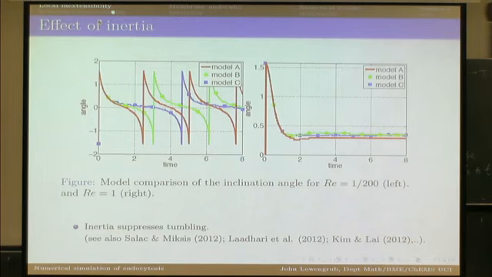This is for Reynolds number 1/200. If you instead do Reynolds number 1, you again look at this inclination angle, that's the angle between the long axis of the vesicle and the x-axis. I should have said that before. Now with Reynolds number 1, you don't see any jumps, because the system just tank treads. It doesn't tumble. So it maintains a steady shape. So inertia suppresses tumbling, and that was known. So at least we're consistent.